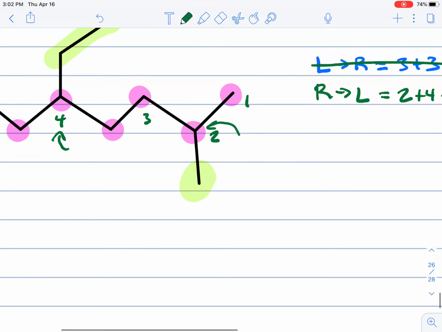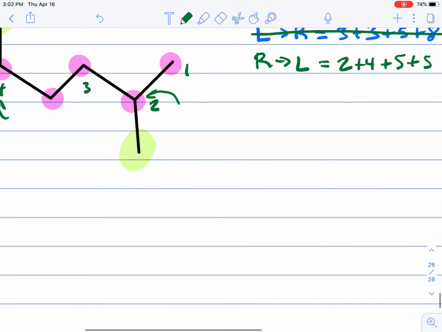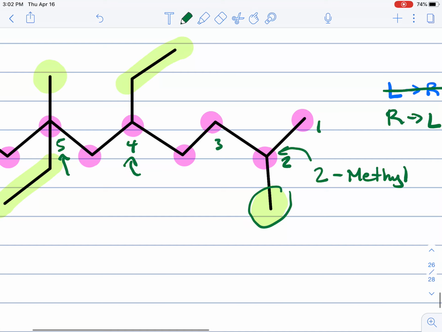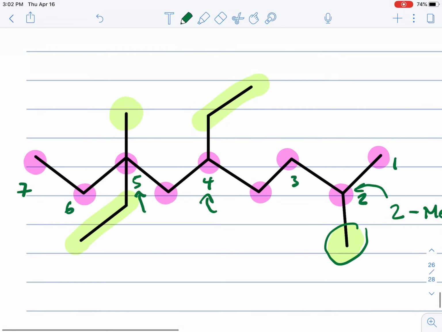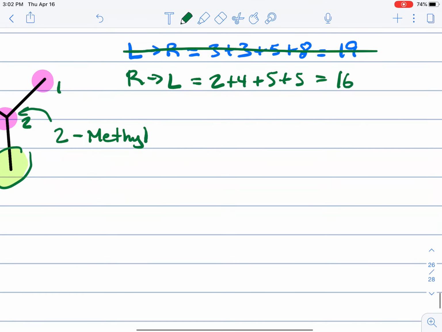All right, so now that we've created our numbering system, let's go ahead and start putting these pieces together. So this is a methyl group, and it's on carbon 2. So on carbon 2, I have a methyl group. That's 2-methyl. And then on the 4th carbon, using this number system, wait, I feel like I didn't do this one correct. Sorry, I think I skipped a couple of things.